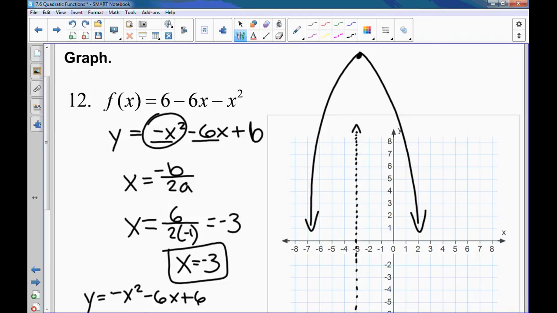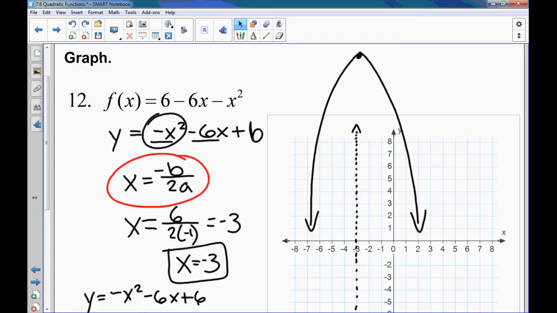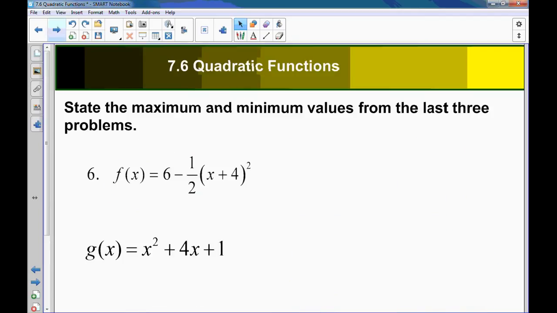One was in the form of y minus k is equal to a times parentheses x minus h squared. The other 2 were not set up that way for us, so we had to do it ourselves. But luckily we had this equation for the axis of symmetry that gave us a shortcut. Now, on the next slide, we're going to talk about things called maximums and minimums.